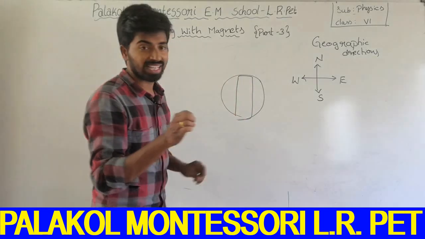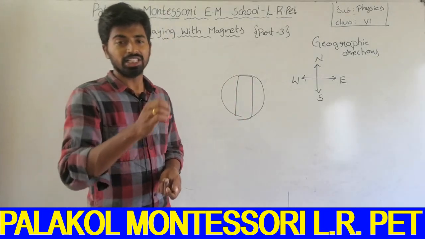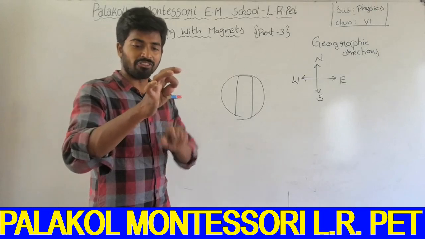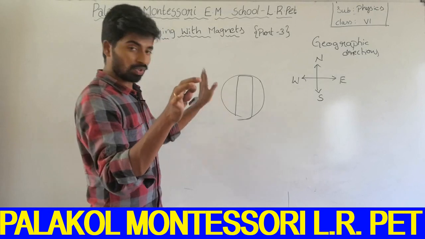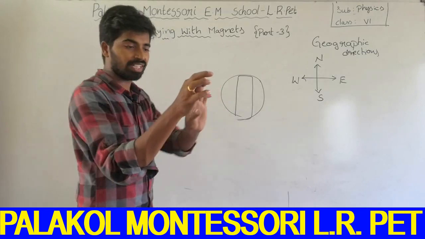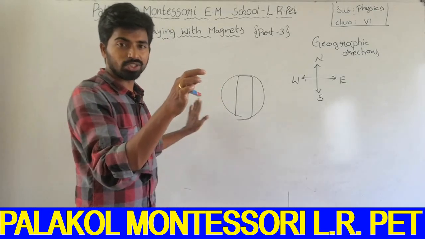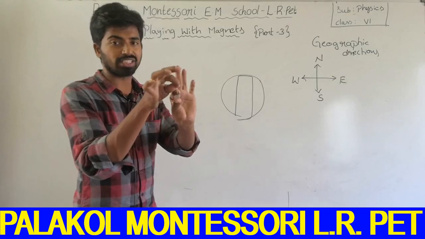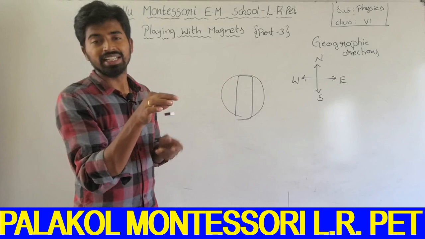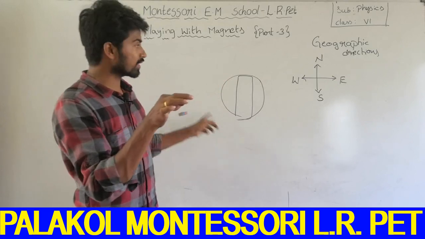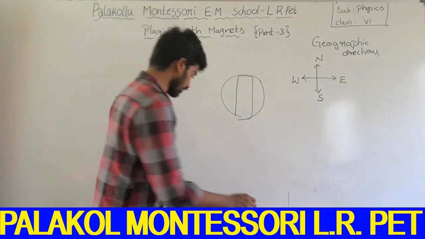Earth behaves as a magnet. If you suspend the magnet, why does it point in this direction? Earth's magnetic south pole is in this direction. That is why this north pole is attracted towards the Earth's south pole. Earth's magnetic south pole is towards geographic north.